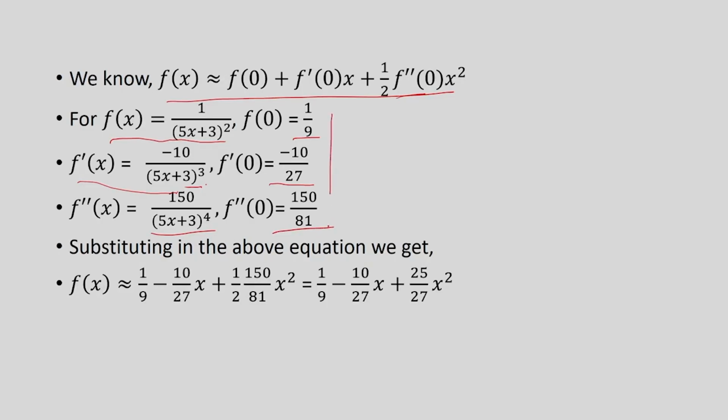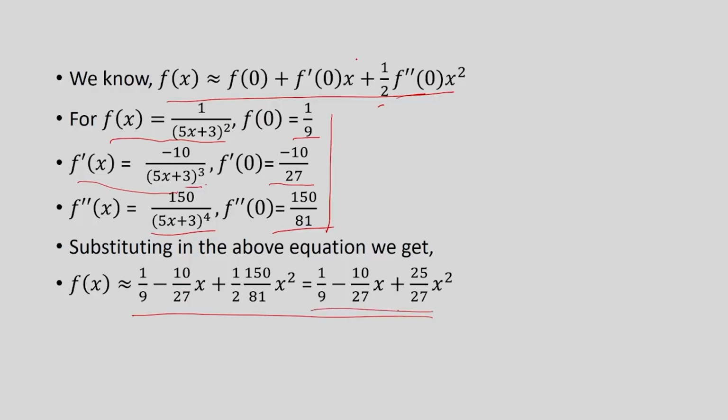So, all these values are now going to be put here, and this is what you are going to get. It will be 1 divided by 9 minus 10 divided by 27 x plus there is a half here, half multiplied by 150 divided by 81 multiplied by x square.